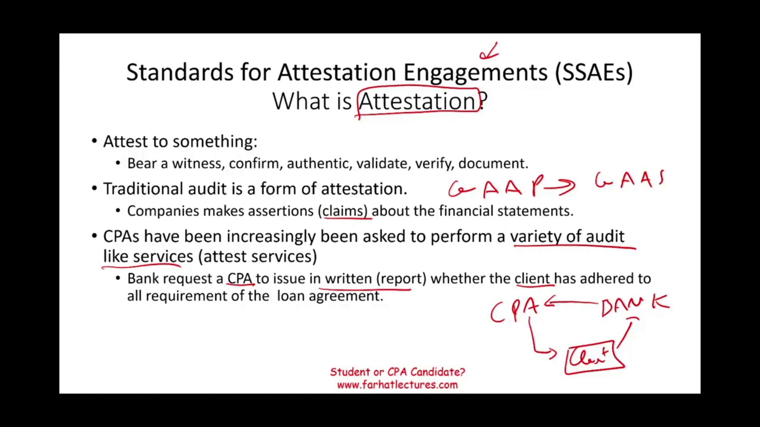Now, what do we do in order to perform this engagement? We have to review the loan agreement to find out what the criteria for the engagement are in order to issue an opinion, a finding, whatever we need to issue. Another example would be: our website is reliable and secure. Someone is making a claim. Well, let's attest to it. Can we attest to it?